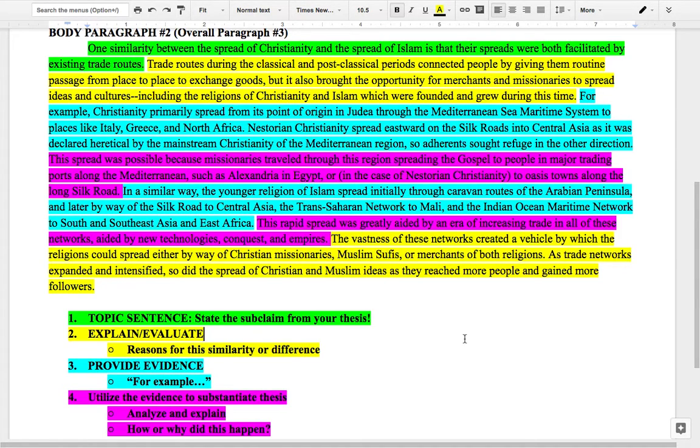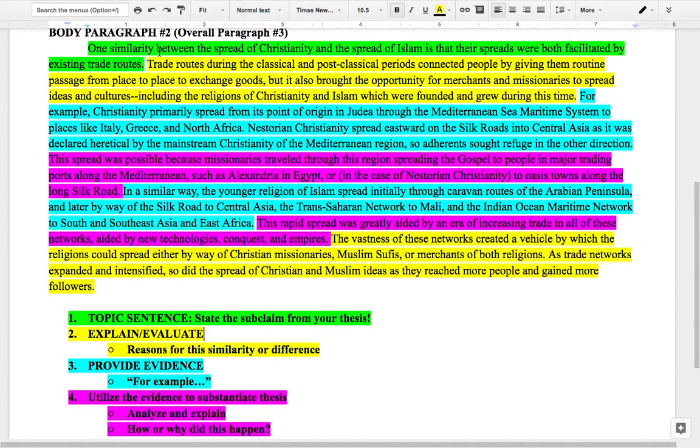The vastness of these networks created a vehicle by which religions could spread, either by way of Christian missionaries, Muslim Sufis, or merchants of both religions. As trade networks expanded and intensified, so did the spread of Christian and Muslim ideas as they reached more people and gained more followers. So that's my body paragraph.